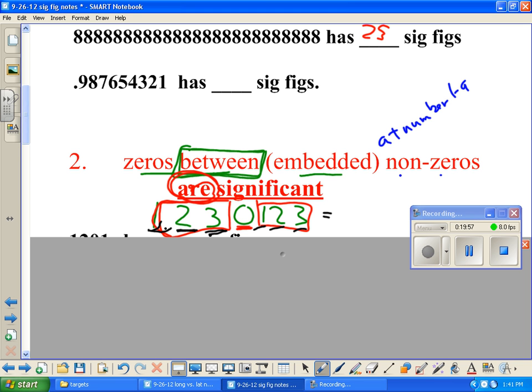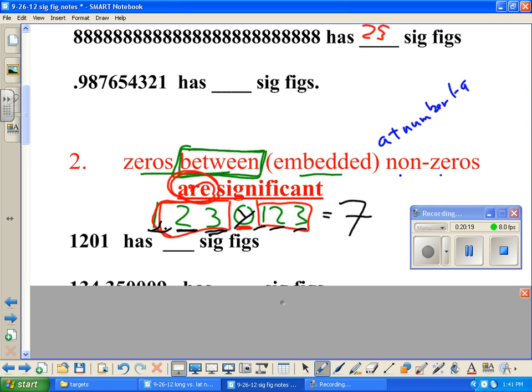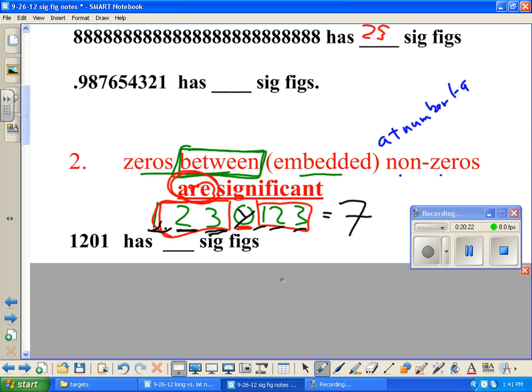All right, Natalie. That's embedded, that's stuck in between. Does it get to be a sig fig also? Yeah. Natalie says, yes, it does. So I have a total of 7 significant figures. I think I'm getting it.